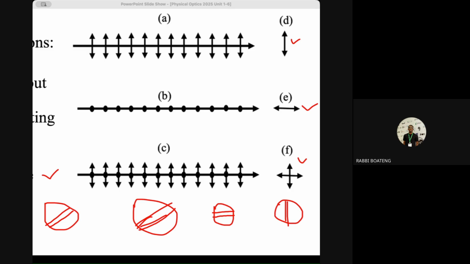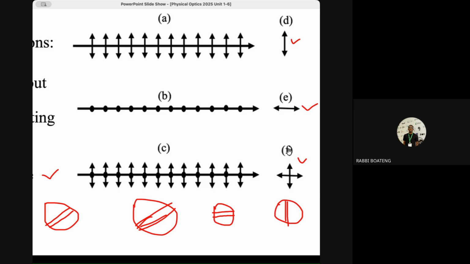No, sir. Or we are still not getting it? Sir, for the C. Yes, so you are talking about the C. The C and the F are the same, but we are looking at them at different angles. This is the front. This is the side view. Is that okay?